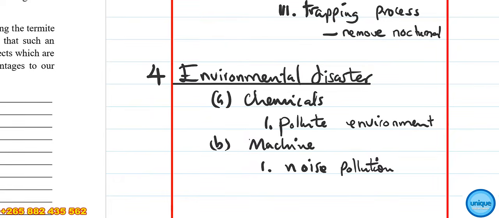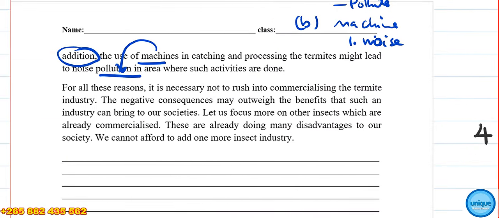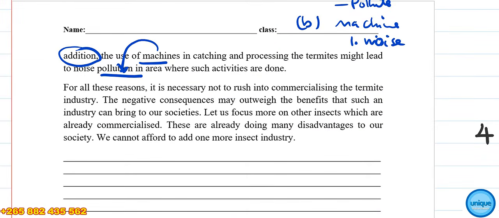Yeah, I think yapapa basi. Tuone ukupala formaliza kuti yani. For all these reasons, it is not necessary to rush into commercializing the termite industry. The negative consequences may outweigh the benefits that such an industry can bring to our societies. Let us focus on other insects which are already commercialized. These are already doing many disadvantages to our community. So we cannot afford to add one more insect industry.